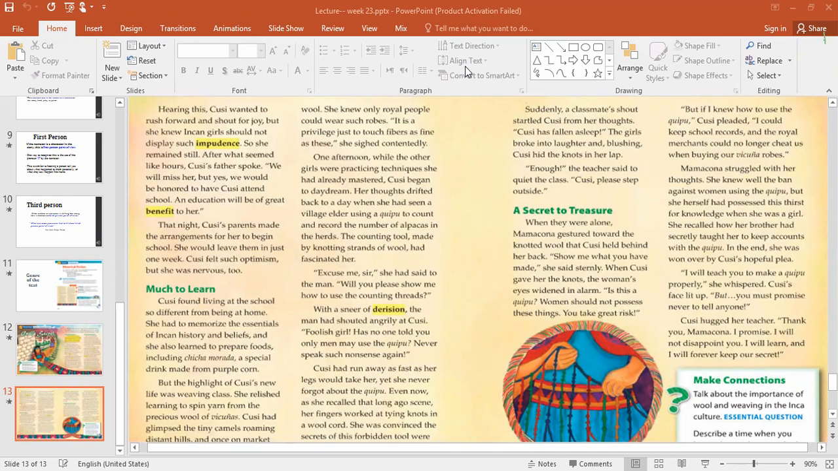Kuzi felt such optimism. Optimism means when you feel hopeful. She was hopeful, but she was nervous too. So she was hopeful and she was nervous at the same time. Okay, this is how she felt.